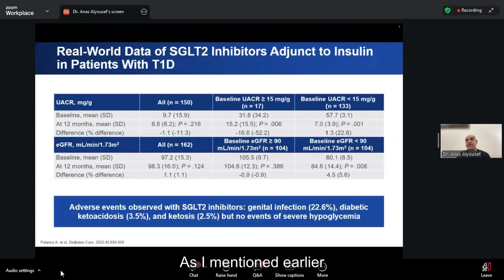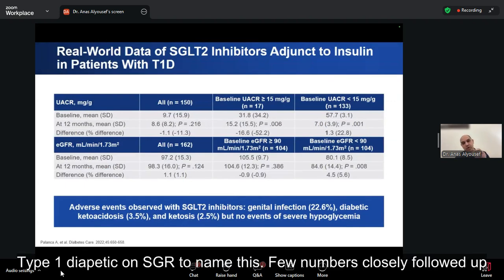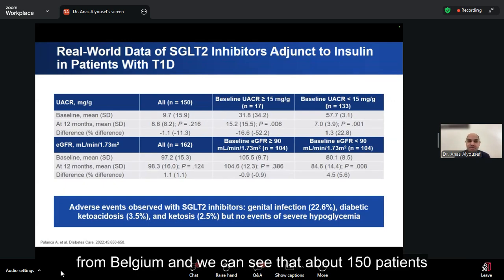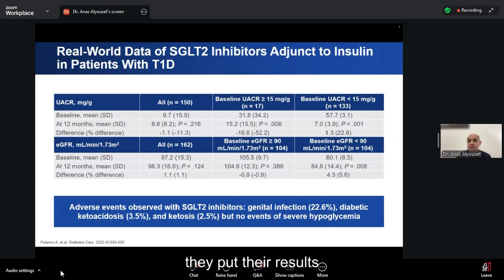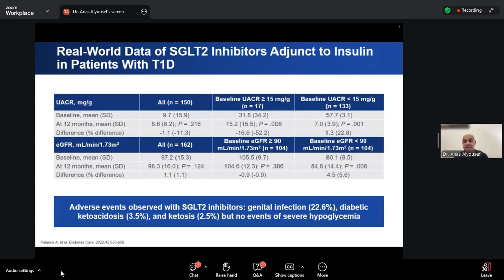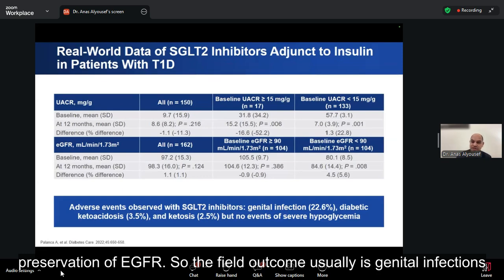Now, what about type 1? As I mentioned earlier, I see and follow patients who are type 1 diabetic on SGLT2 inhibitors, in few numbers, closely followed up. This is real world data. This is a publication from Belgium, and we can see that about 150 patients had their results reported. The results are almost the same as in type 2 diabetes. There is a reduction in albuminuria and there is a preservation of eGFR.